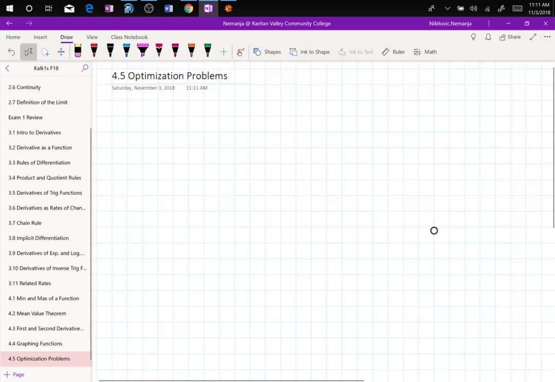Hello and welcome back to Calculus 1. We have 4.5 now, the optimization problems. These are going to be the applied problems, i.e. word problems, right? Where you minimize and maximize functions.